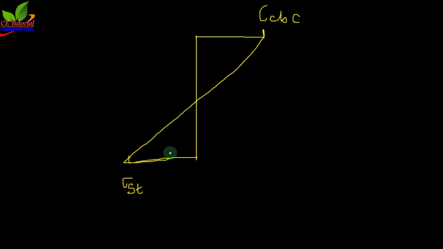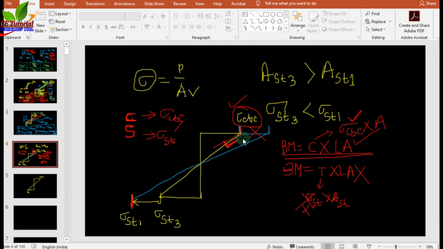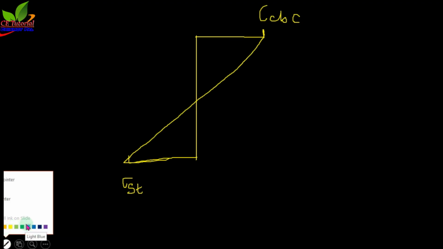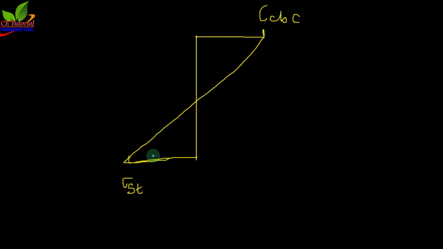Now if I superimpose those two stress diagrams here, suppose this is sigma CBC, and this value is sigma ST, and suppose this is the balanced section. You already know that for the other case, when AST is maximum, sigma CBC reaches its ultimate stress, but sigma ST is less than that. Then if I draw the strain diagram for that case, so sigma CBC will be there, and suppose this is the minimum value for the maximum reinforcement, and this is the strain diagram.